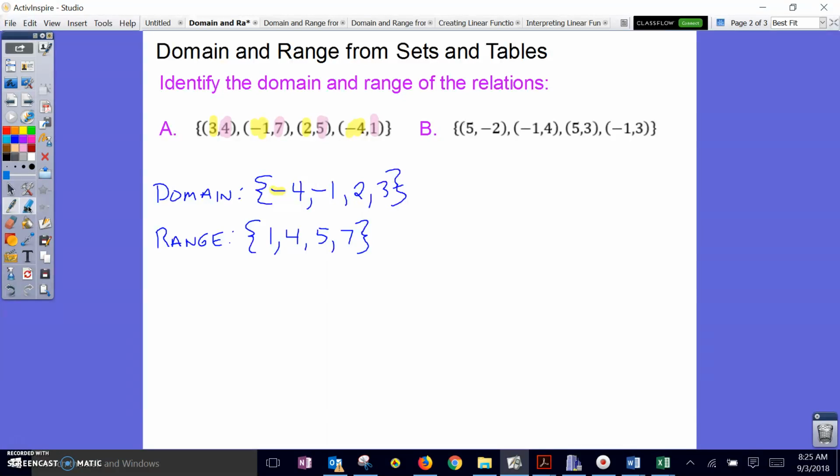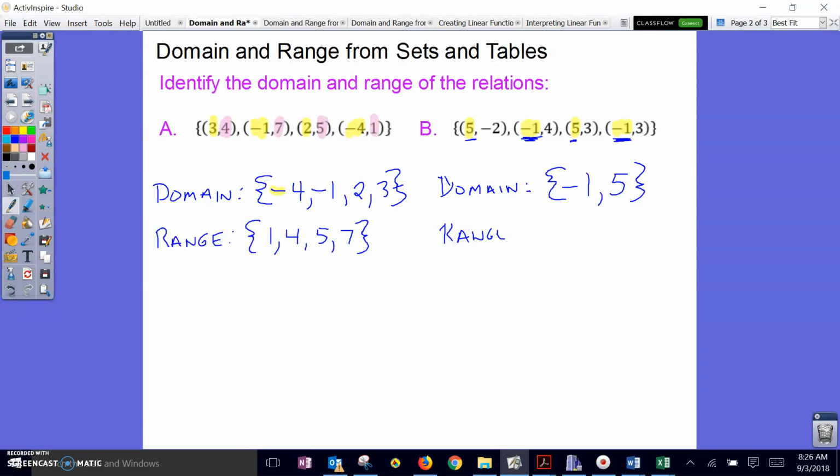For part B, I'm going to do the same thing. I'm going to look at the inputs, because they're going to determine my domain. And I've got, let's see, I've got 5, -1, and 5, and -1. Now each one of them appears multiple times. So since I have 2 occurrences of -1, I only need to write -1 once in my domain. Same thing for 5. 5 occurs multiple times, I only need to write it once in my domain. And so the domain of this set is -1 and 5.